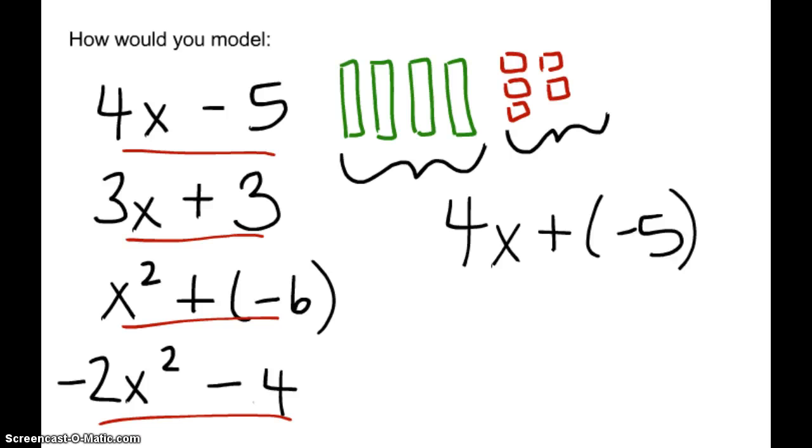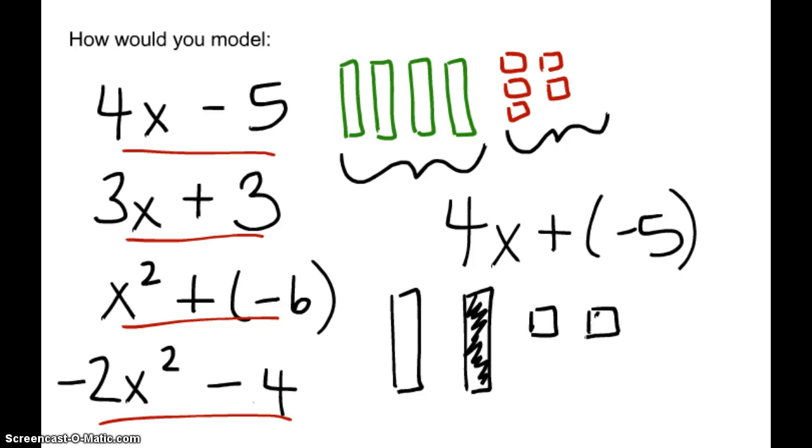Now, if you don't have colors, think about what you could do. You could just draw this as your x and maybe this as a negative x. You could draw this as a positive and this as a negative. Or maybe you could just draw positive and negative. Just think about how you want to represent those. So draw a picture and we will discuss it in class.